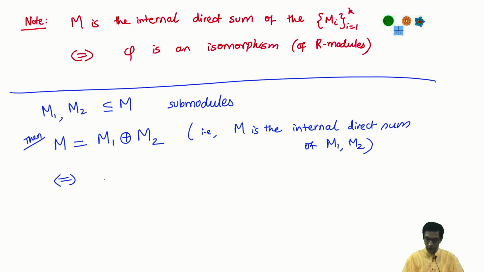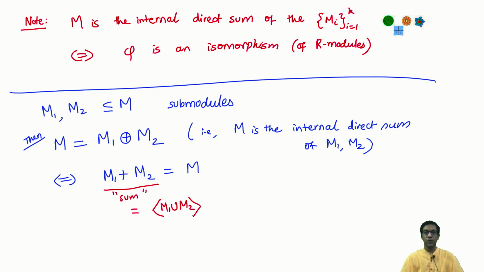if and only if M1 plus M2... So, two things should happen. One, the sum of these modules should equal M. Recall we talked about this general construction of submodules. This is the usual sum of submodules. And what was the sum? You take the union of those two, M1 and M2, and look at the smallest submodule of M generated by the union. That was the definition of the sum.